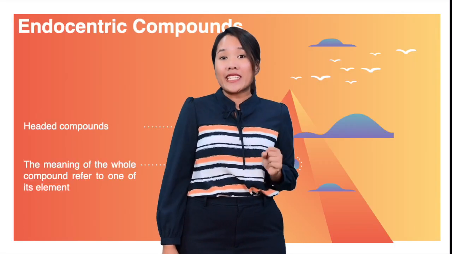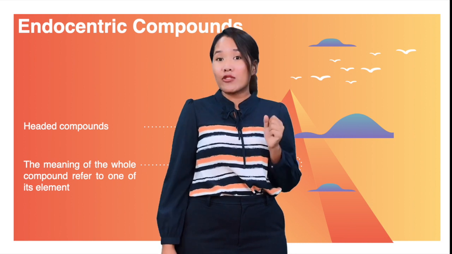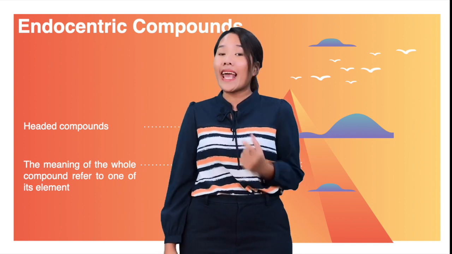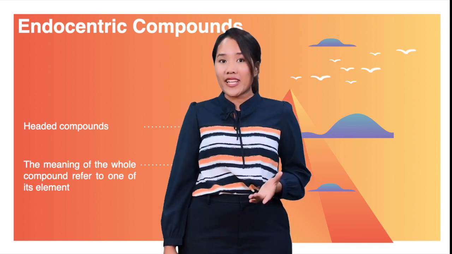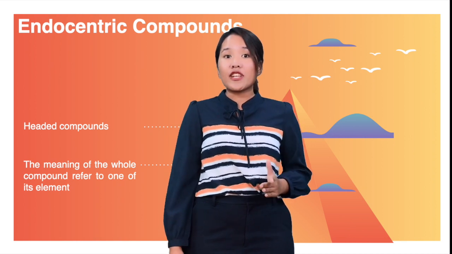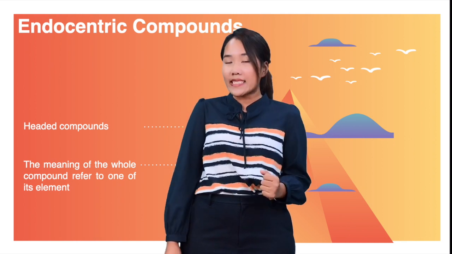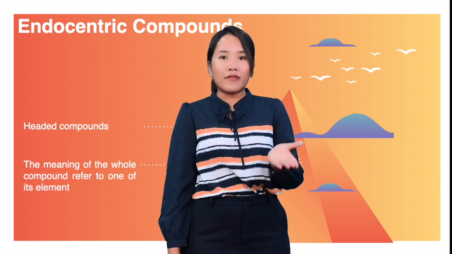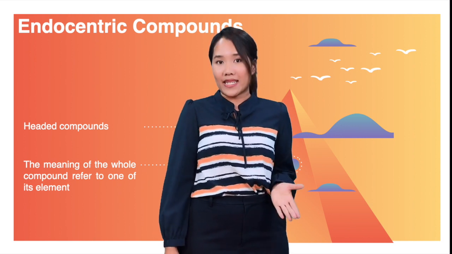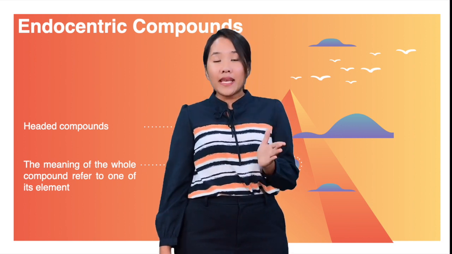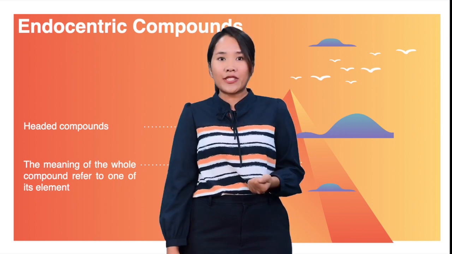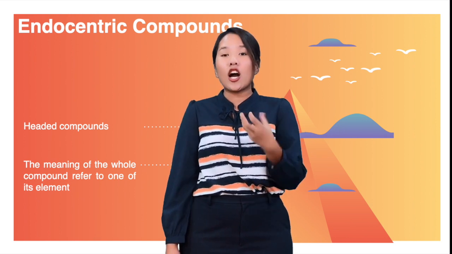Endocentric compounds are said to be headed compounds. That is to say, endocentric compounds are the compounds that have a head. The meaning of the whole compound refers to one of its elements, and the element that the meaning of the whole compound refers to is said to be the head of the compound.